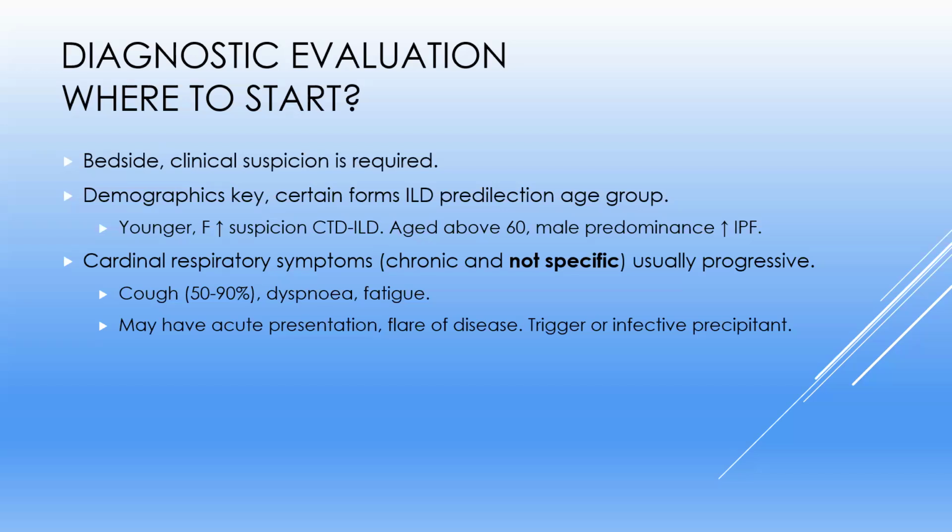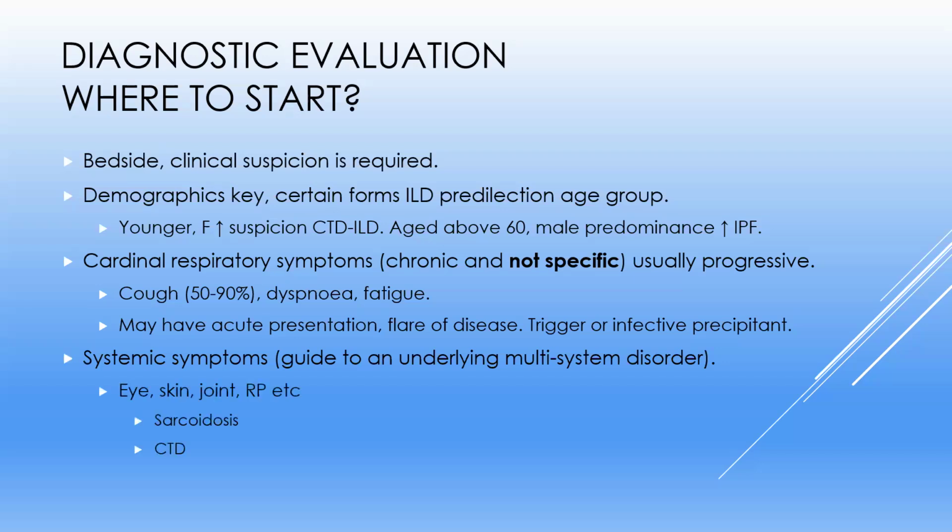In terms of systemic symptoms, this is key because it may guide you towards an underlying disorder. Look for symptoms of the eyes, skin, joint, and even vasculopathies, as they may point you toward the diagnosis of sarcoid or even certain connective tissue disease.